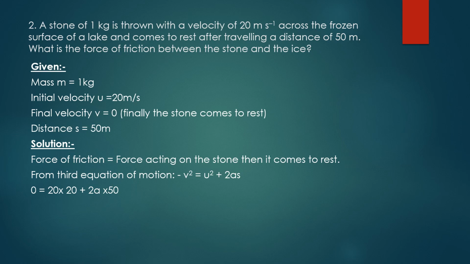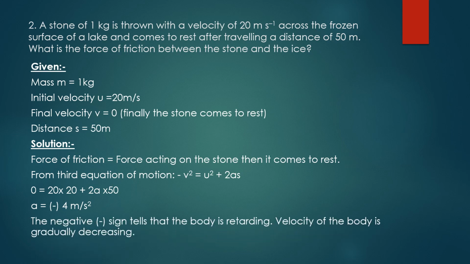So when we solve and simplify it, we'll get the acceleration a is equal to minus 4 meter per second square. The negative sign tells that the body is retarding, that is the velocity of the body is reducing, because initially it is at one speed, and then gradually it comes to rest. So the acceleration will also be negative. When the velocity is decreasing, we call that acceleration retardation. That's the reason we have the negative sign over here.